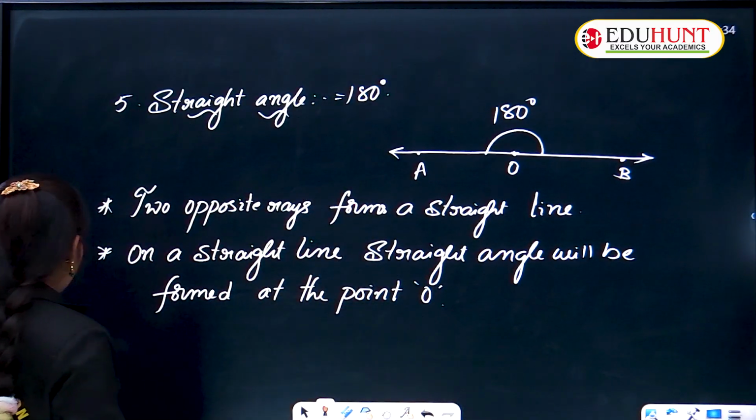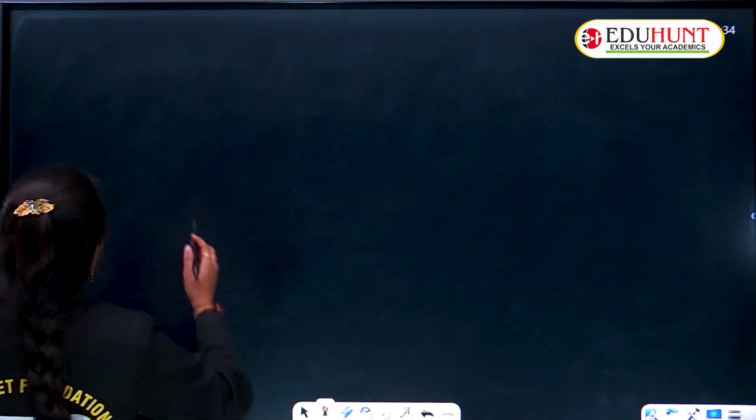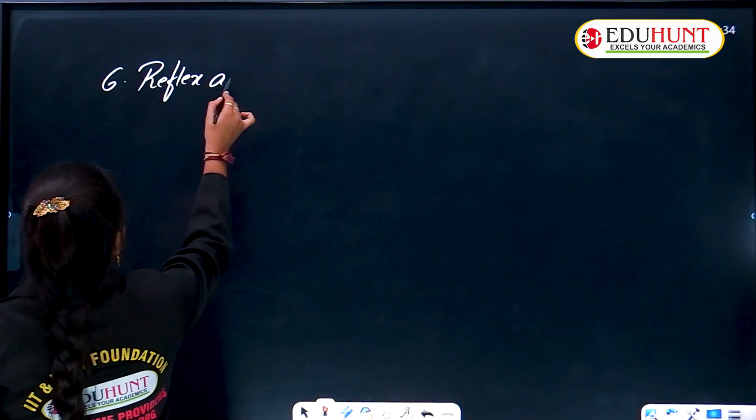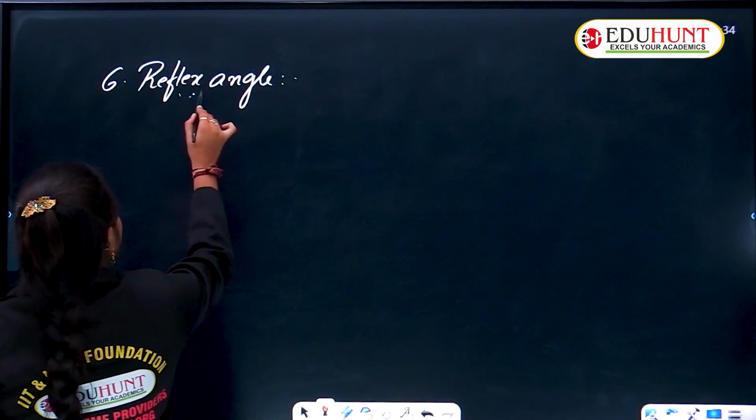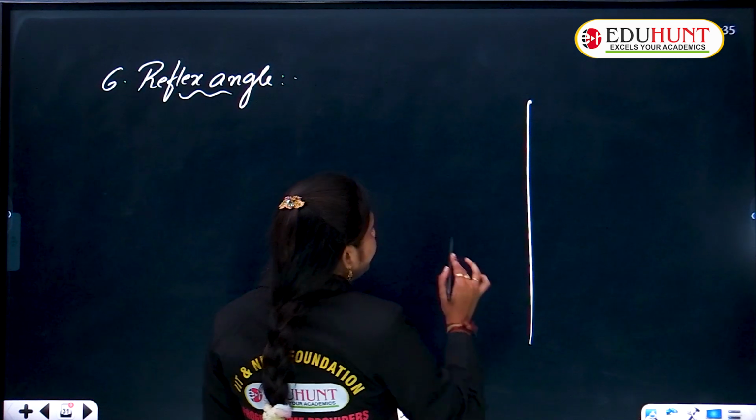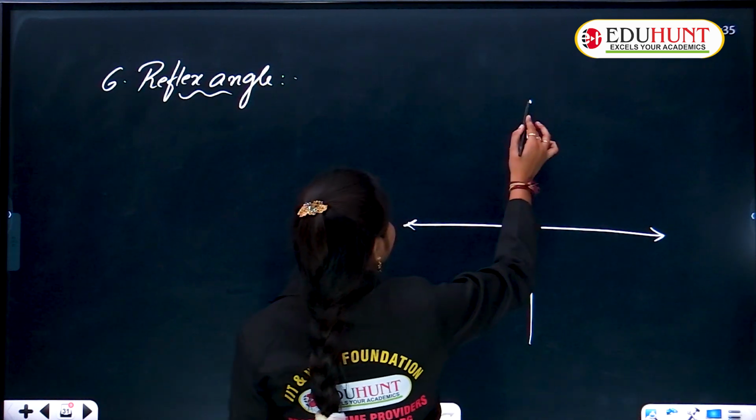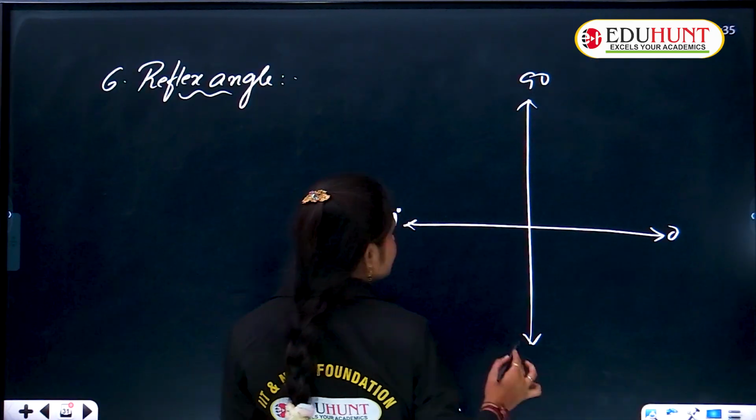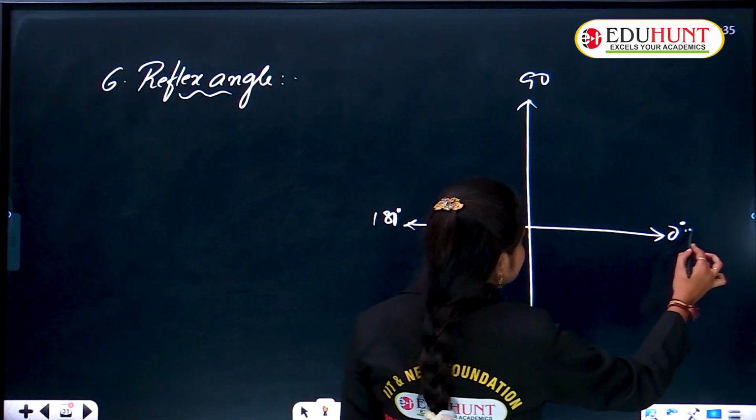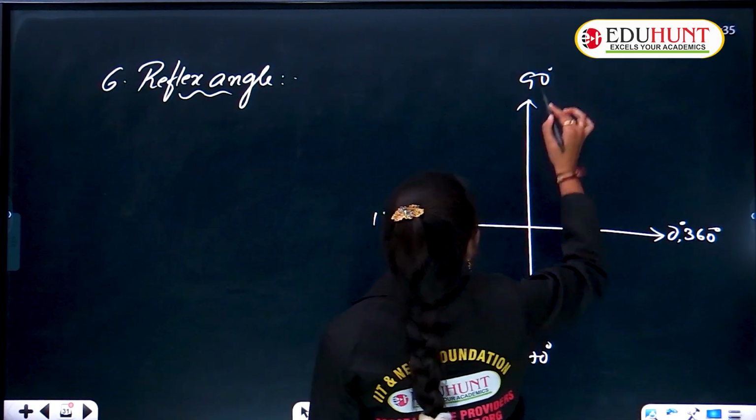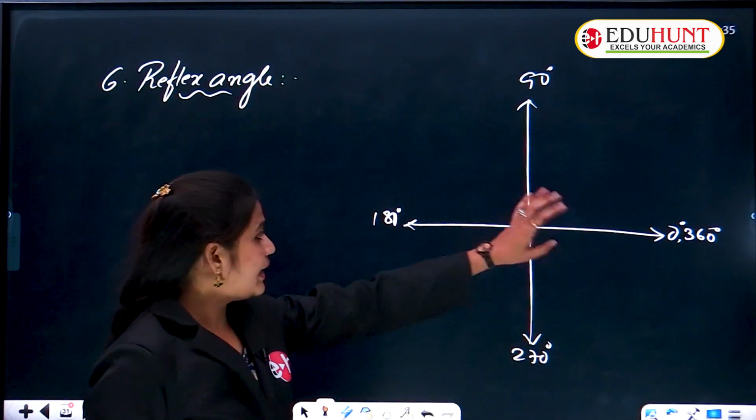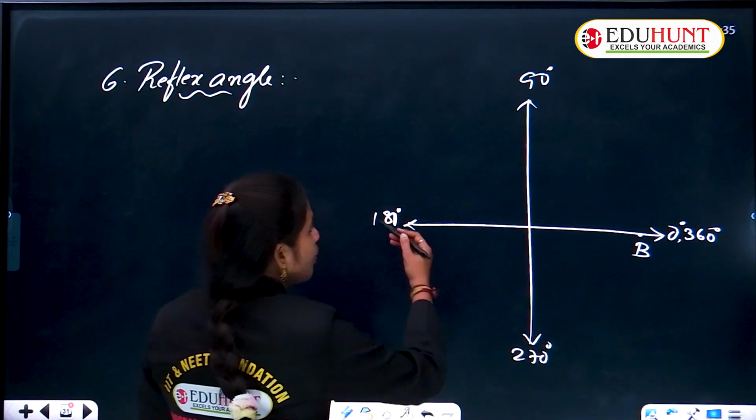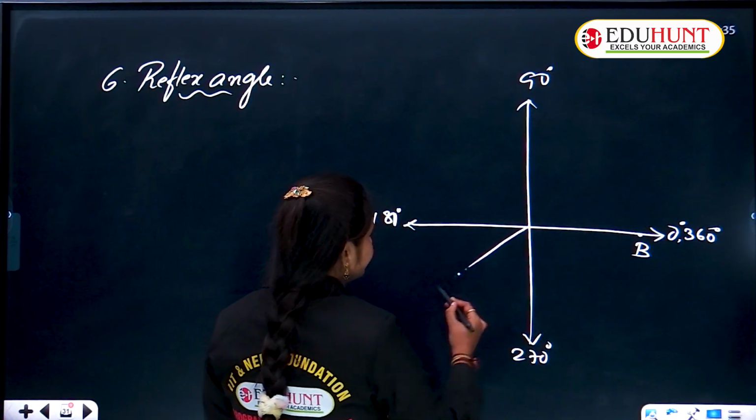Yes. Next we have the reflex angle. What is that? Reflex angle means what can we say here? Again draw that. A plane is divided into 4 parts. 0, 90, 180 degrees, 270 degrees. This is 360 degrees also. Now here the ray OA lies in between 180 to 360 degrees.